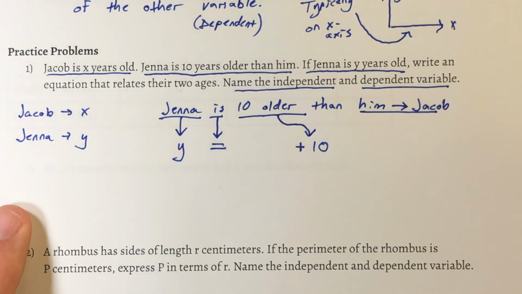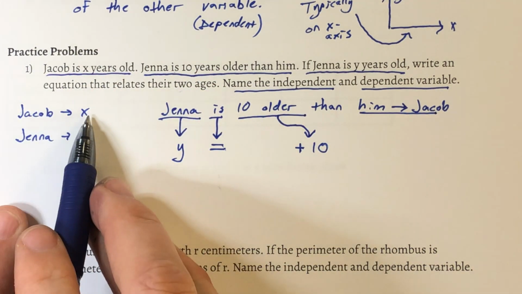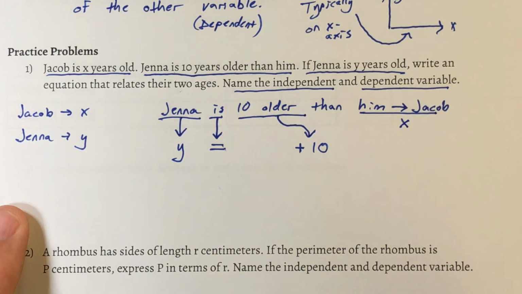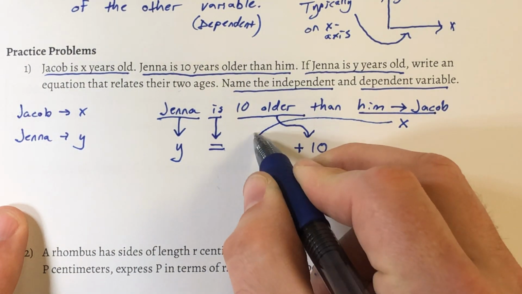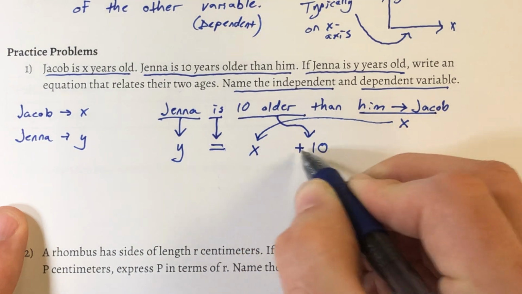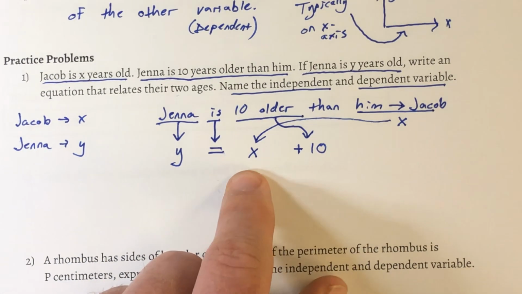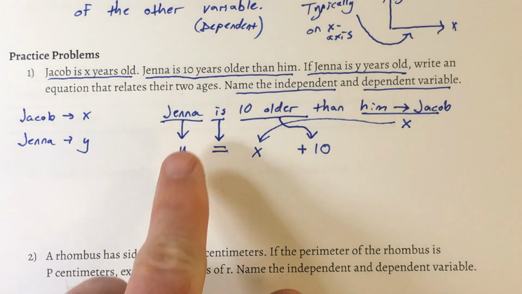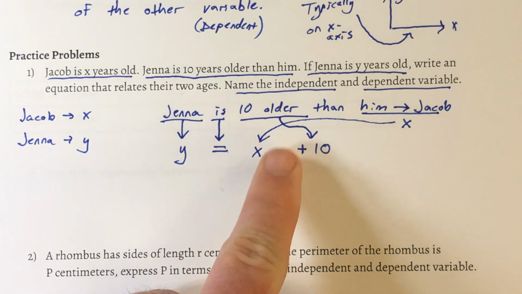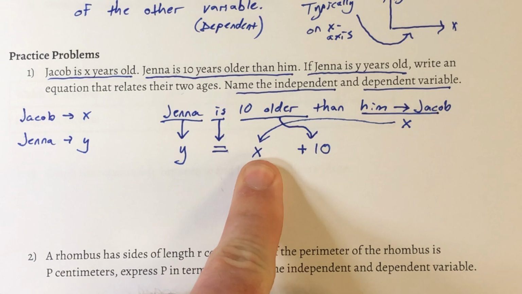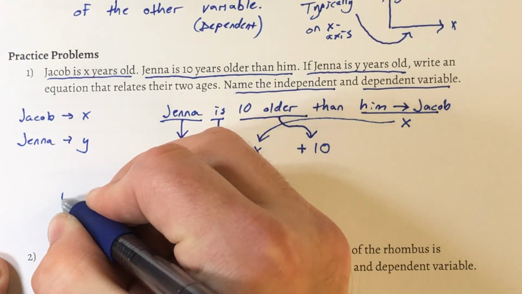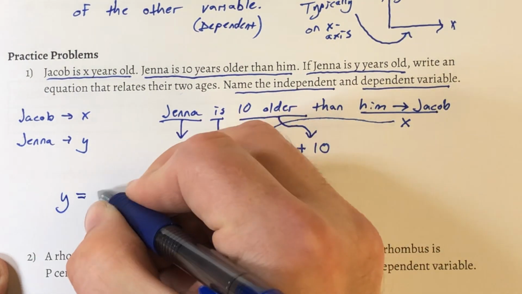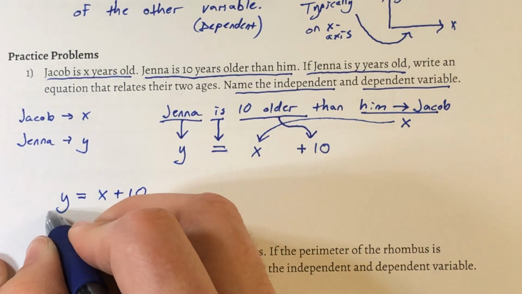Him is Jacob. How old is Jacob? Jacob was X years old. What am I going to do with that X? I'm going to take that X and put it right in front of my plus 10. So this equation tells our story of how old Jenna is. Jenna is 10 more than Jacob. Order is important, even on addition. So this is our equation. That's our first answer. Y equals X plus 10.